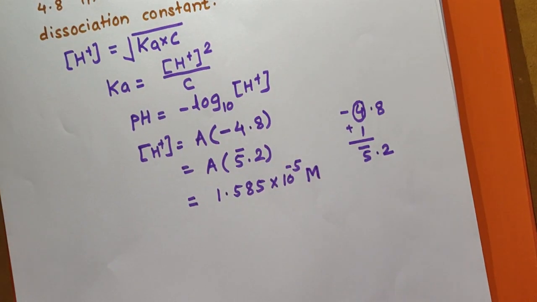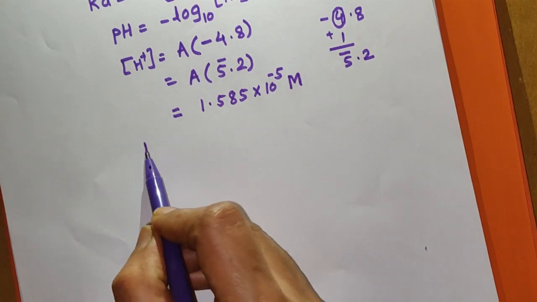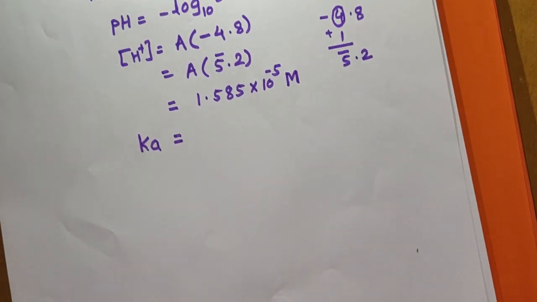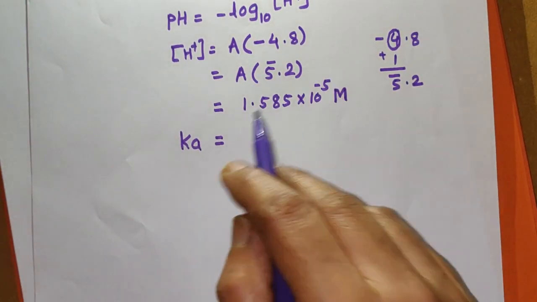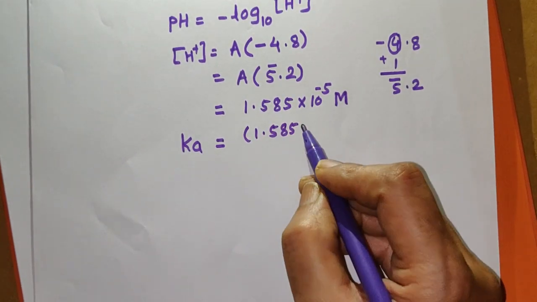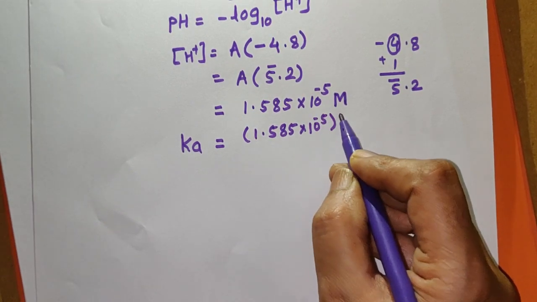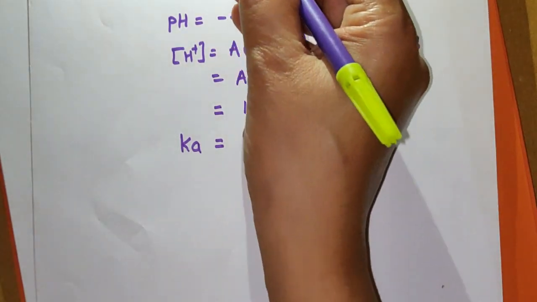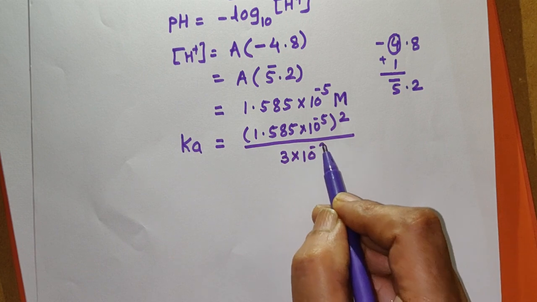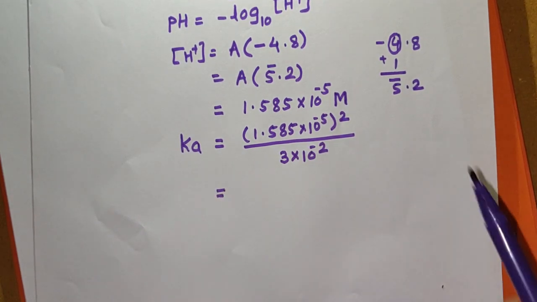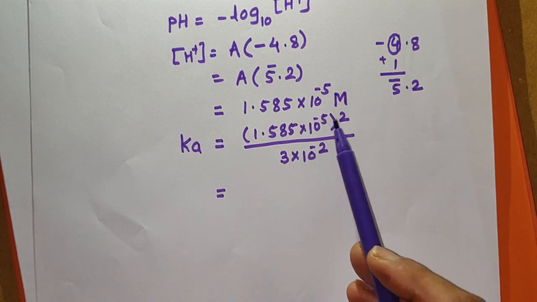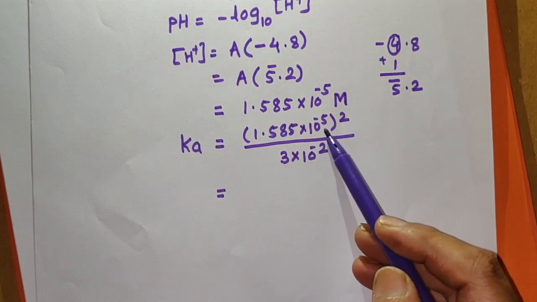Now we have to determine what is the value of Ka. So Ka is equal to, we have this formula, concentration of H plus square, that is 1.585 into 10 raised to minus 5 square upon C. C is the concentration, which is given as 0.03, that is, you can say 3 into 10 raised to minus 2. Again, you have to calculate the square of 1.585 into 10 raised to minus 5. 10 raised to minus 5 square, 10 raised to minus 10.